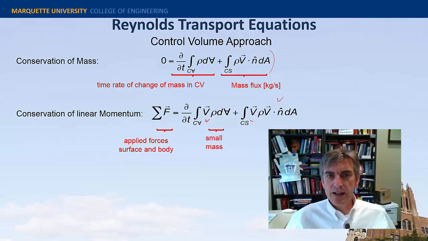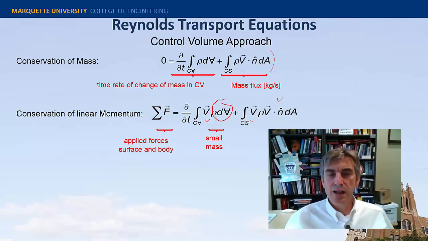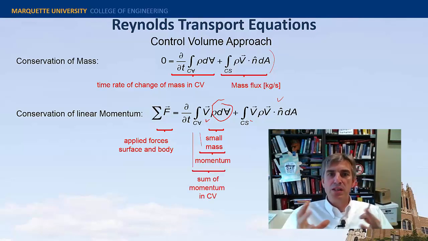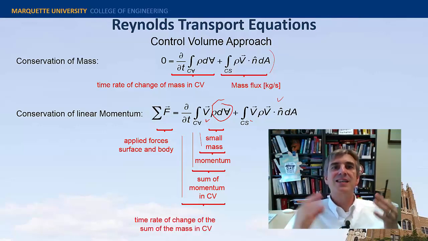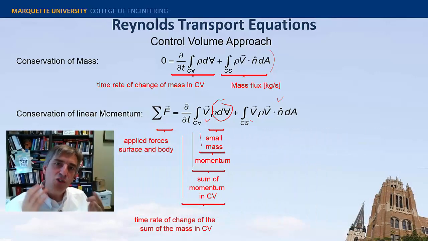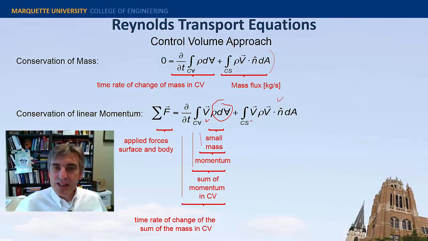That first term there represents the time rate of change in momentum. You can see that rho times a small volume is equal to a small mass. Mass times velocity is momentum. I sum up all the momentum in the control volume. So now I have the sum of momentum in the control volume. I take the derivative with respect to time. I have the time rate of change of the sum of the momentum in the control volume. How was that?